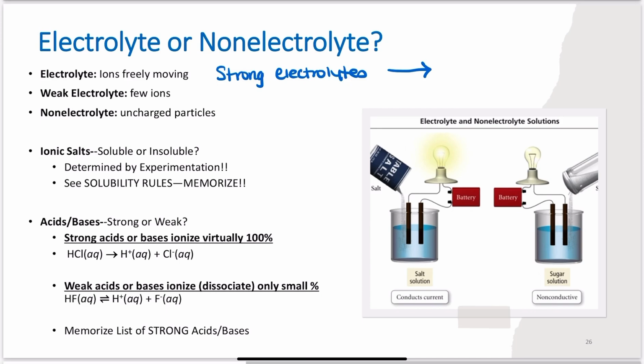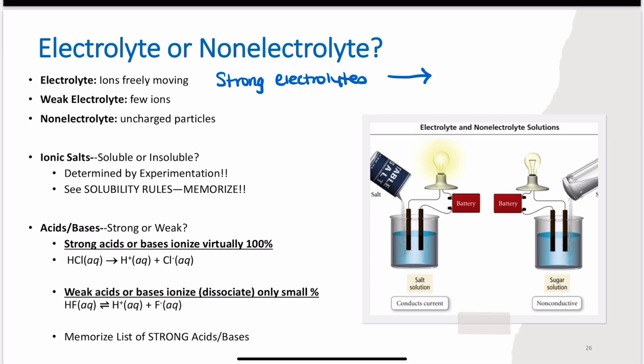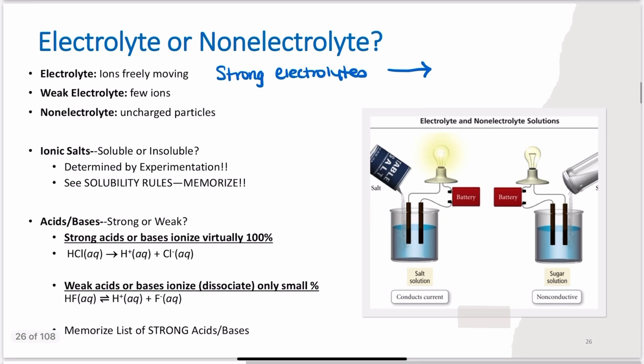So let's go ahead and write down these definitions. For strong electrolytes, we're going to define a strong electrolyte as a substance that completely, meaning 100%, dissociates into ions in aqueous solution.